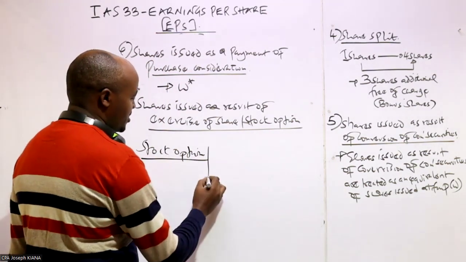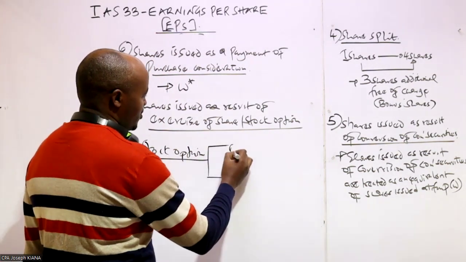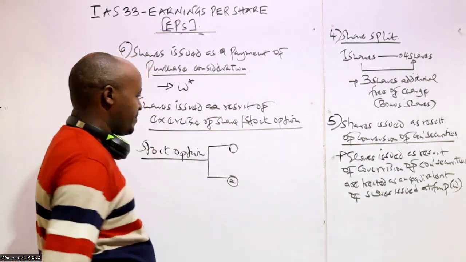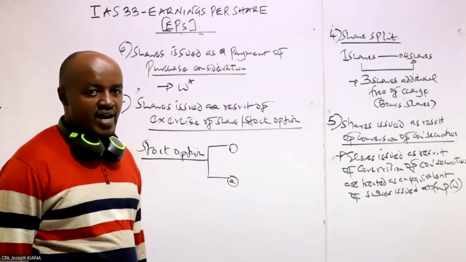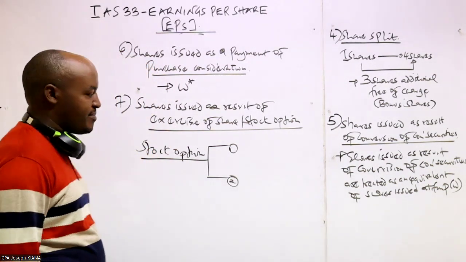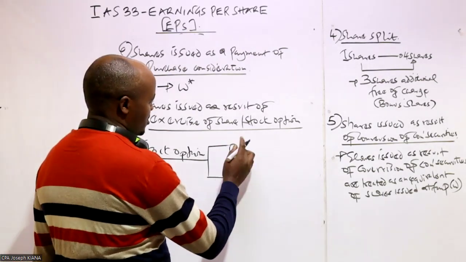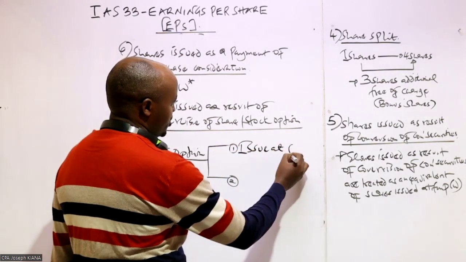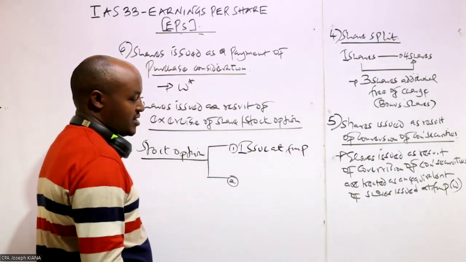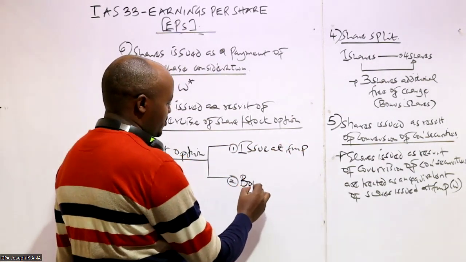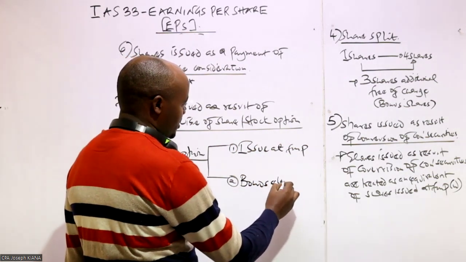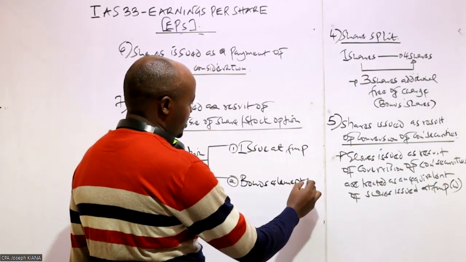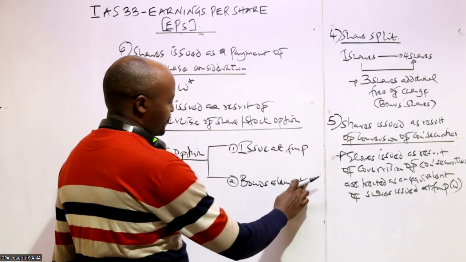And therefore, those shares which will be issued by the company once the employees exercise this stock option, we split them into two components for the purpose of computing the weighted average number of ordinary shares. Number one, we compute the shares which are issued at full market price. And then number two, we compute the bonus element. The bonus element in this case are the shares which are issued free of charge.